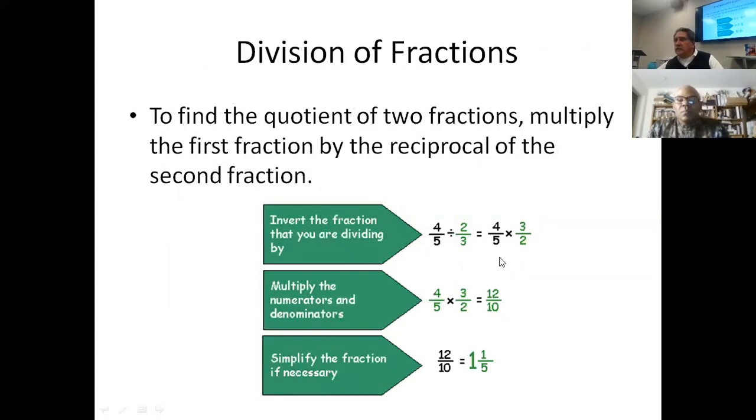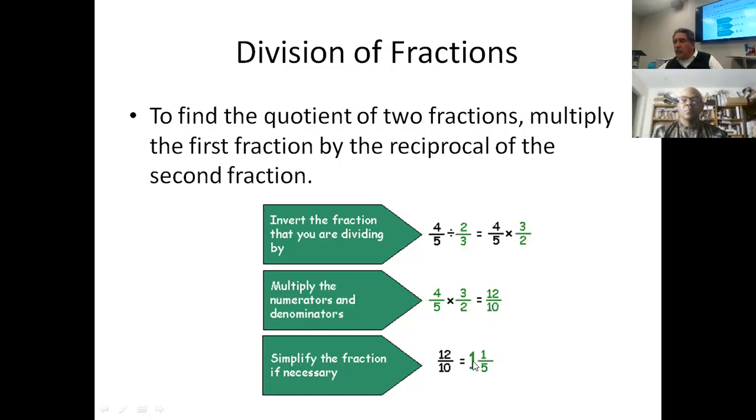Division is just like that, exactly, except for one thing. 4/5 divided by 2/3 is the same as 4/5 times 3/2. So I just invert this one. I invert the divisor. And then I do the multiplication. 4 times 3, 12. 5 times 2, 10. And you get 12/10. This is called an improper fraction.